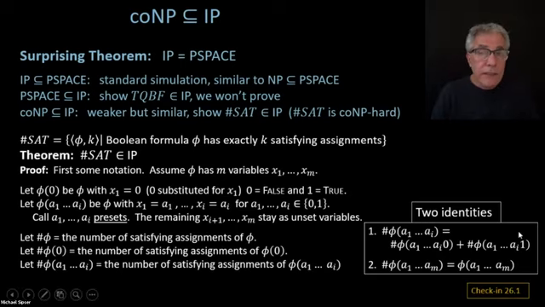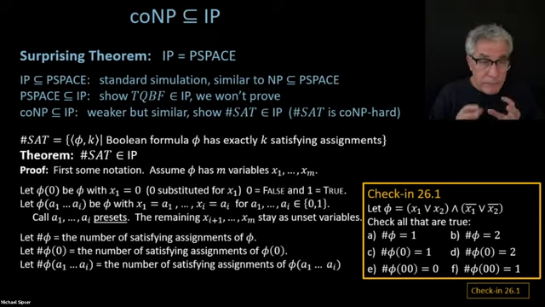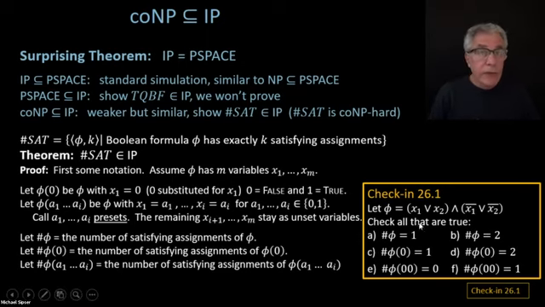All right, so let's have a quick check-in here. We're just going to do an example to hopefully nail this idea in. So here's a particular formula phi. And now remember, number phi is the number of satisfying assignments of phi, the number of satisfying assignments where I've set x1 to 0, and so on.